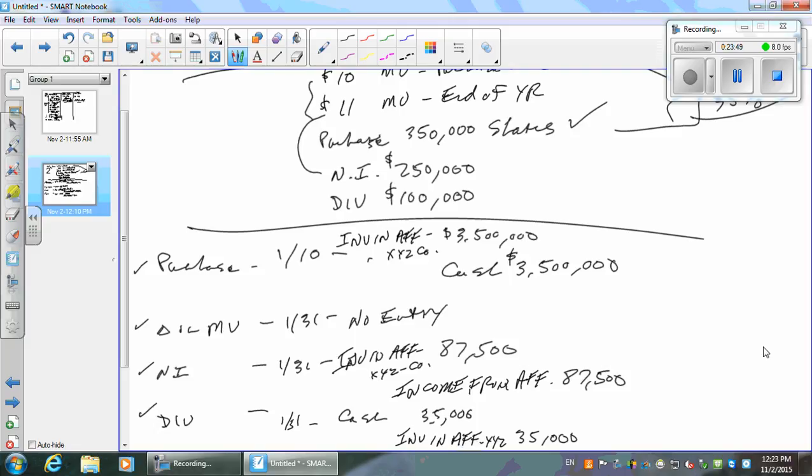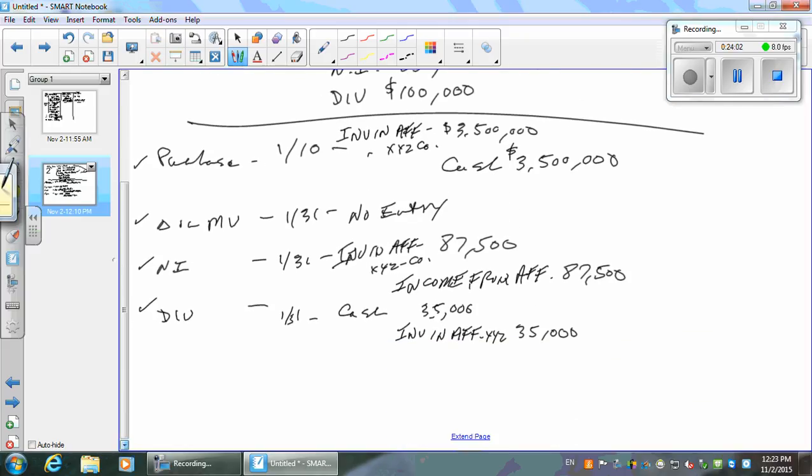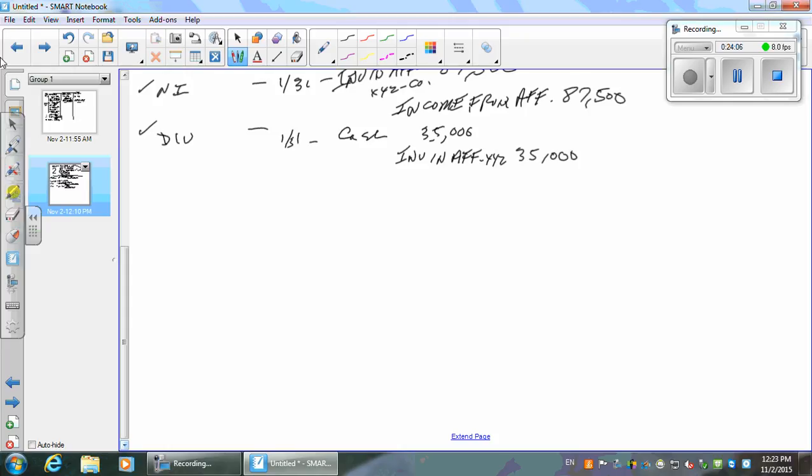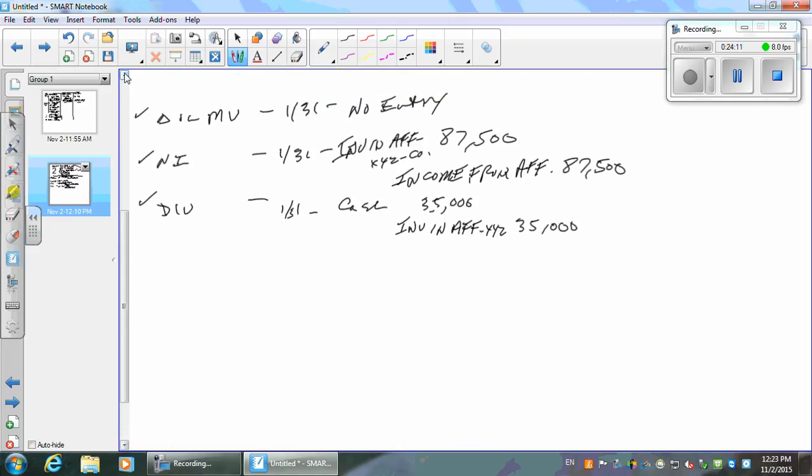You're trying to reflect economic reality, but it's theoretically what it is, right? That kind of thing. Let's do this. This might be helpful. Let's look at what happens to the retained earnings of the company with these entries.